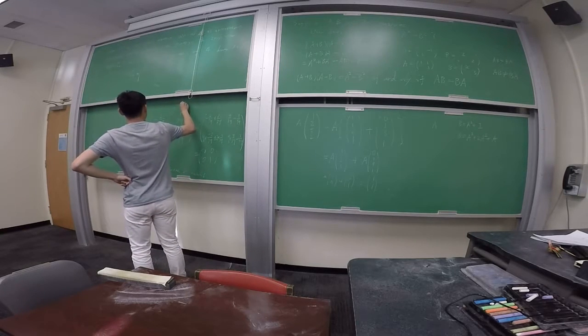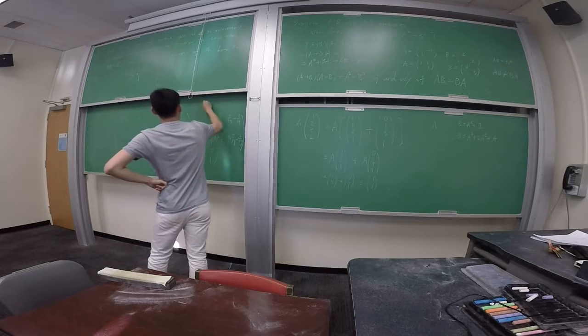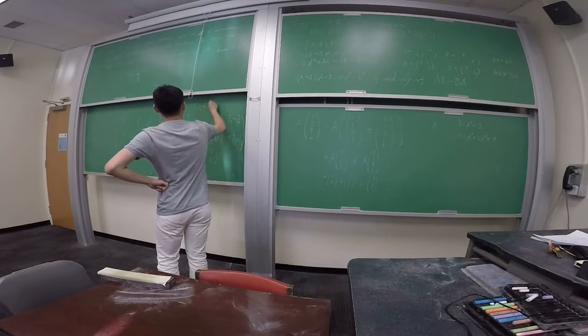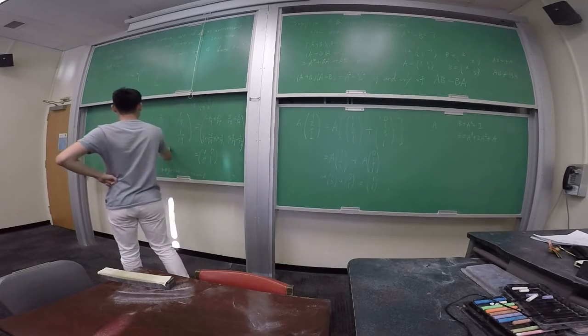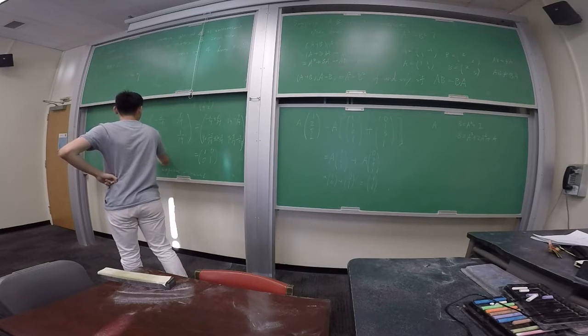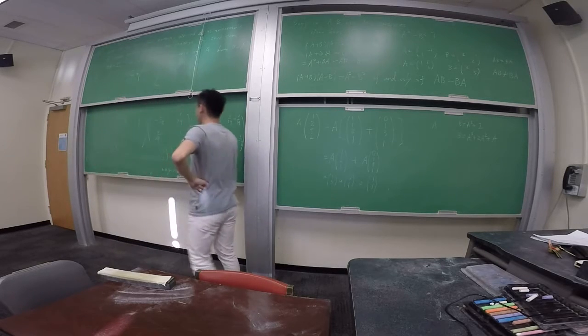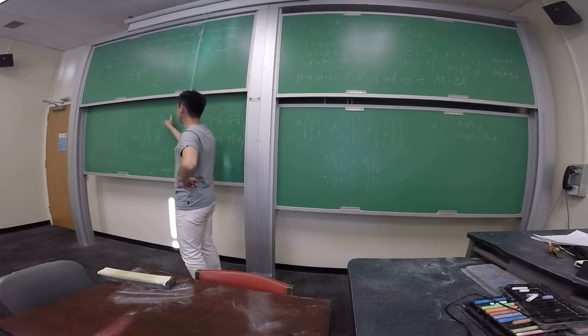The inverse of this 1992 matrix. And then you can just denote this matrix as 1992 inverse. So 1992 inverse means this matrix.